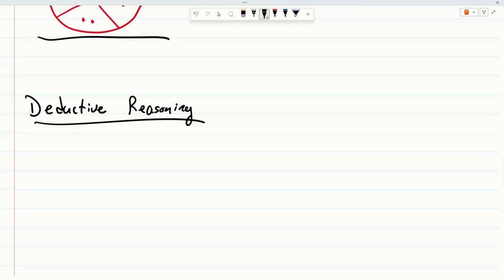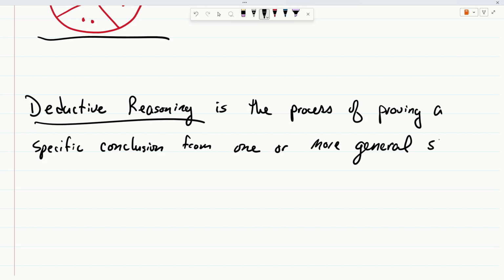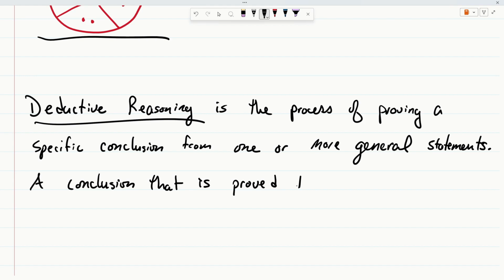Deductive reasoning is the process of proving a specific conclusion from one or more general statements. All right, a conclusion that is proved to be true by deductive logic. Or deductive reasoning, sorry.